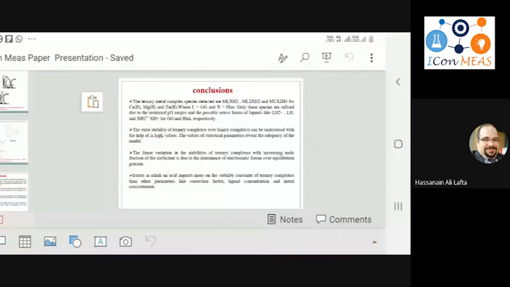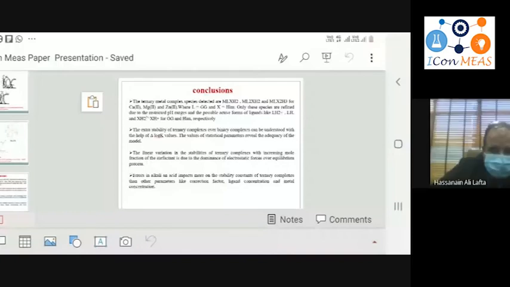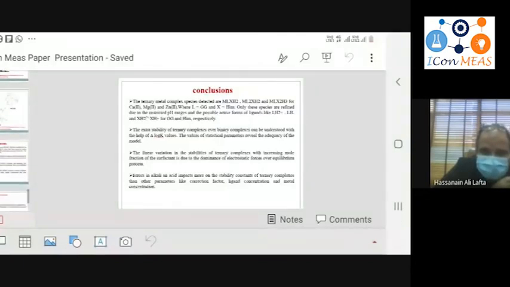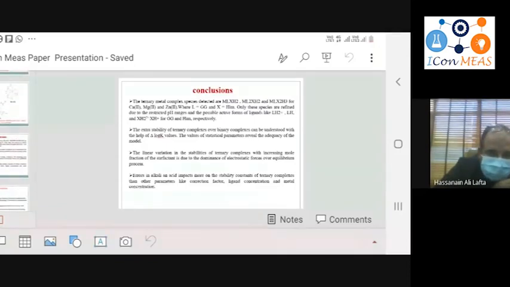The extra stability of ternary complexes over binary complexes can be understood with the help of delta log K values. The values of statistical parameters reveal the goodness of the model. The linear variation in the stability of the ternary complexes with increasing mole fraction of the surfactant is due to the domination of electrostatic forces over equilibrium forces. Errors in alkali and acid impact the stability constants of the ternary complexes more than other parameters like correction factor, ligand concentration and metal concentration.